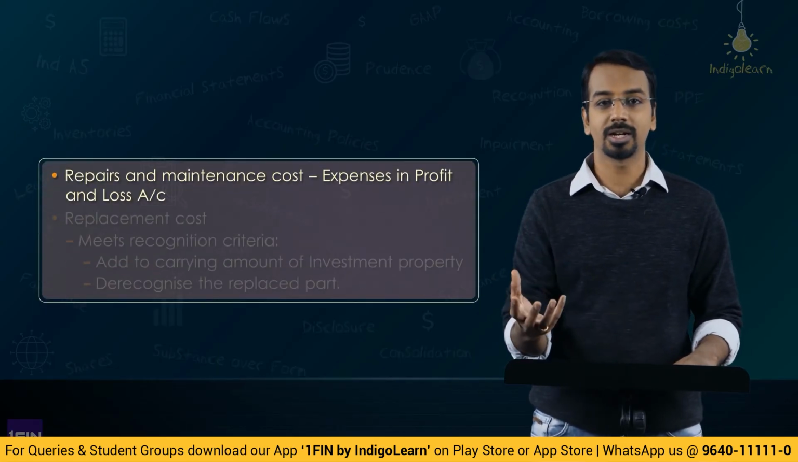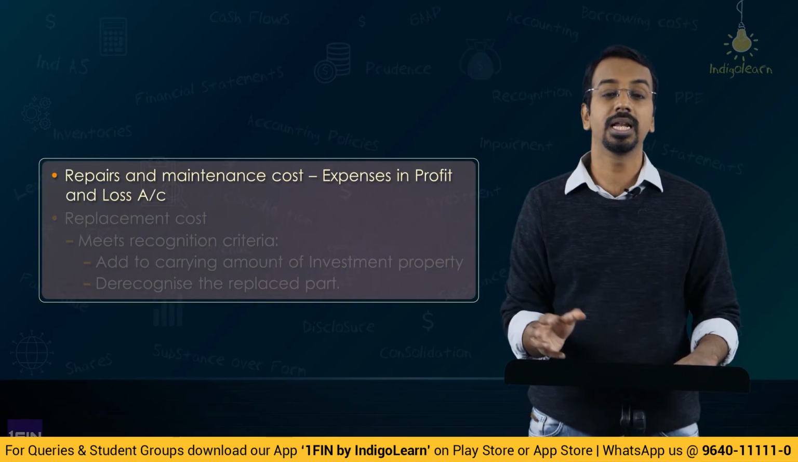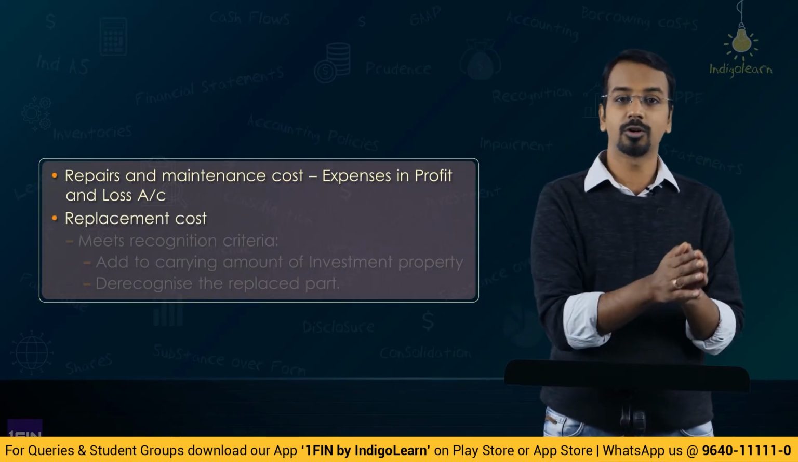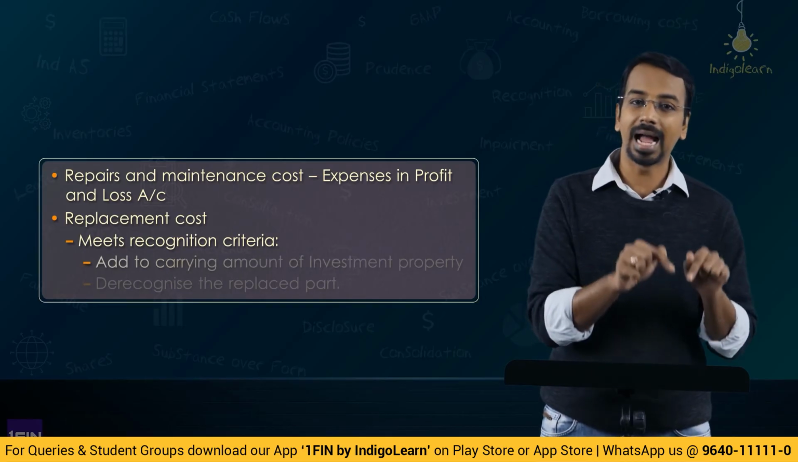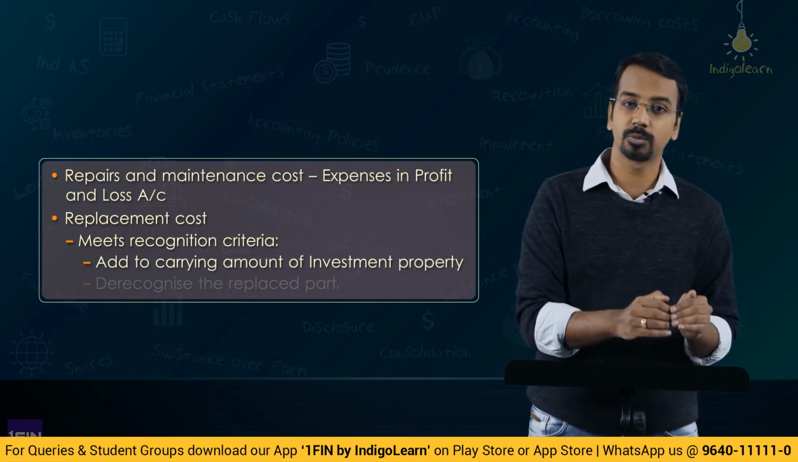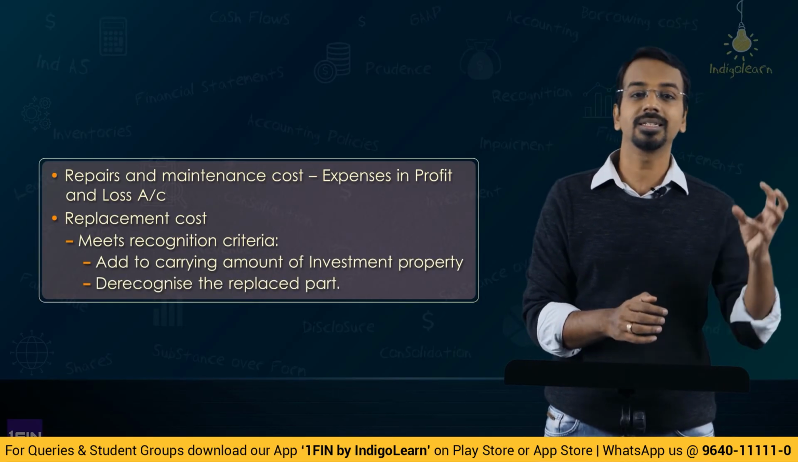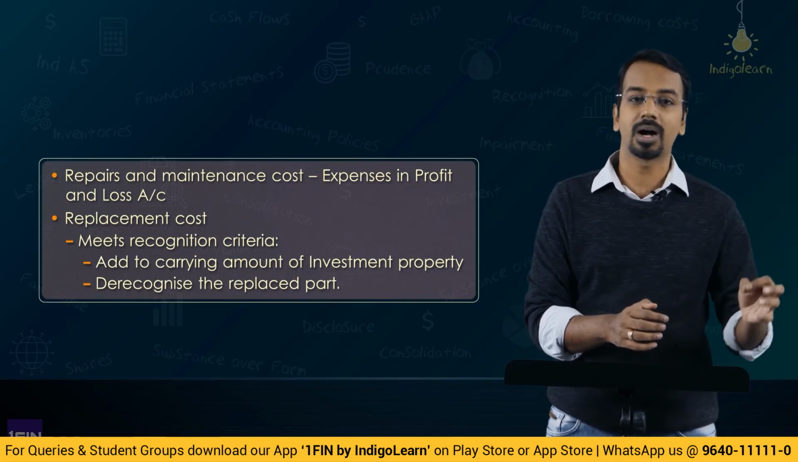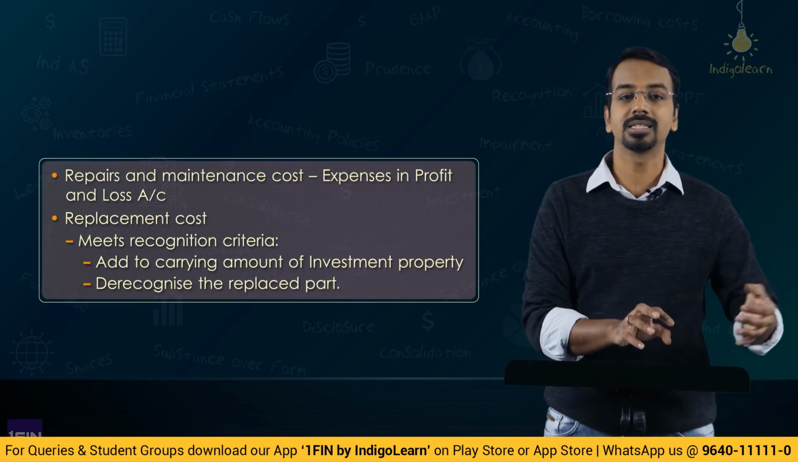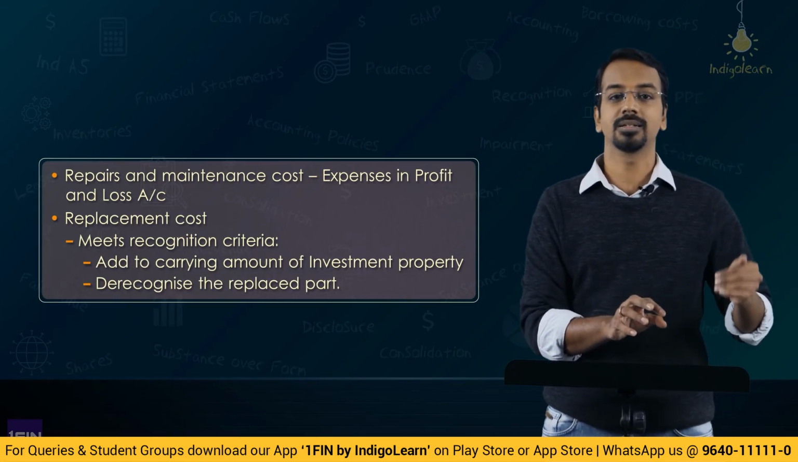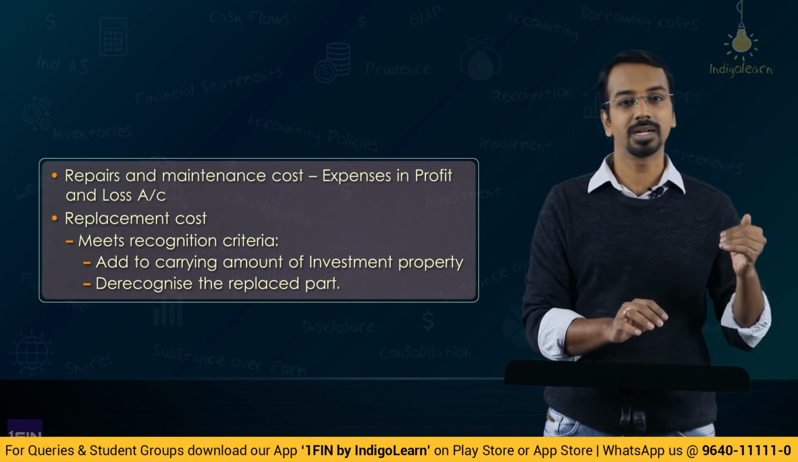Then subsequent cost, if we talk about, if there are repairs and maintenance related costs, they will be expensed off in the P&L. Then if there are replacement related costs, the replacement cost, if it meets the recognition criteria, that will be added to the carrying amount of investment property and the existing carrying amount of the replaced part will be de-recognized. So, you will recognize the replacement cost and you will de-recognize the existing part which was recognized, which is a part of the investment property.